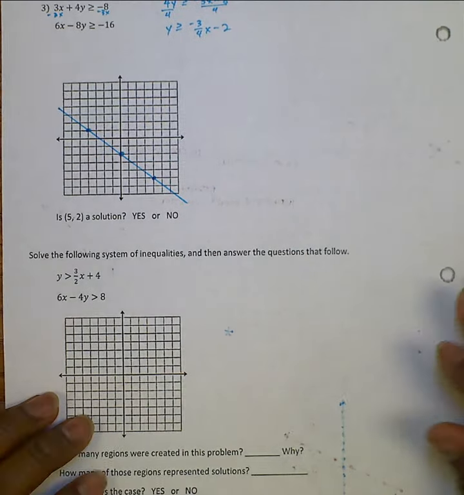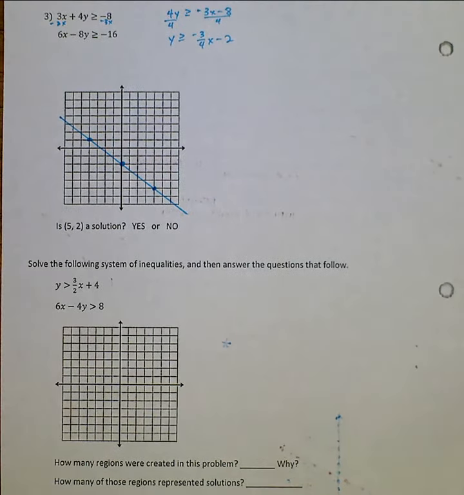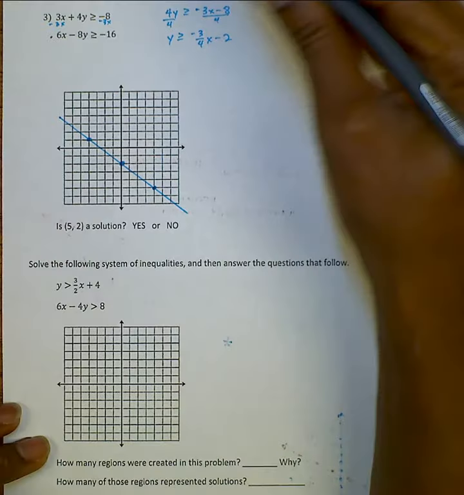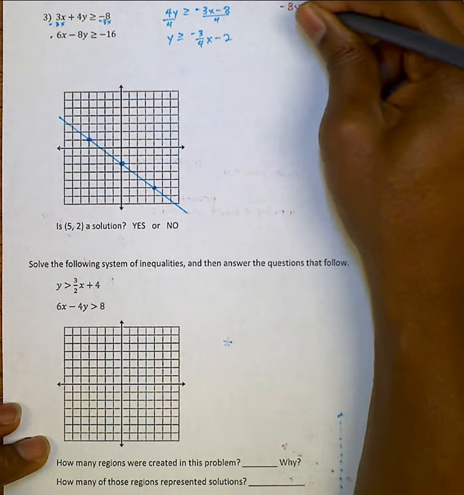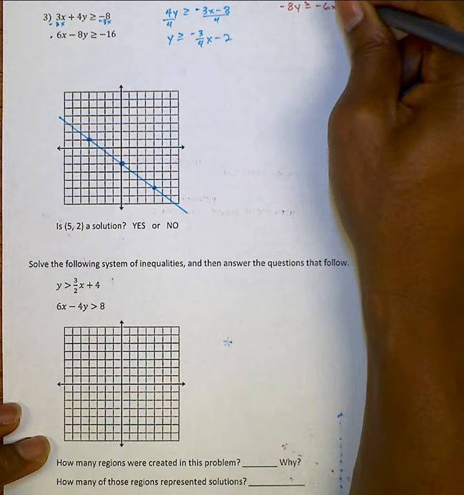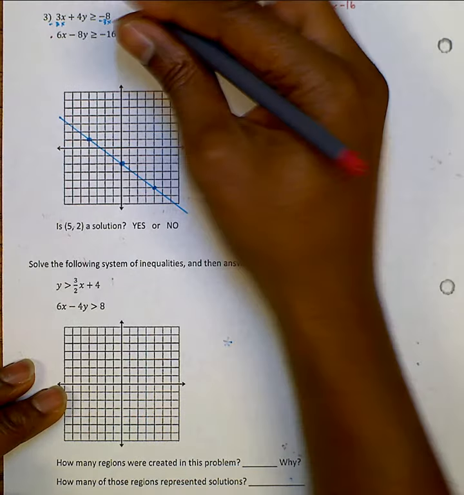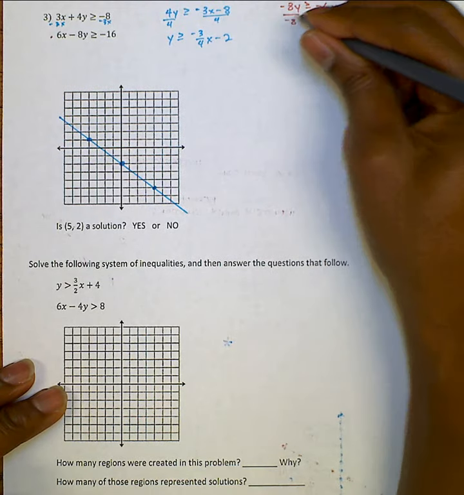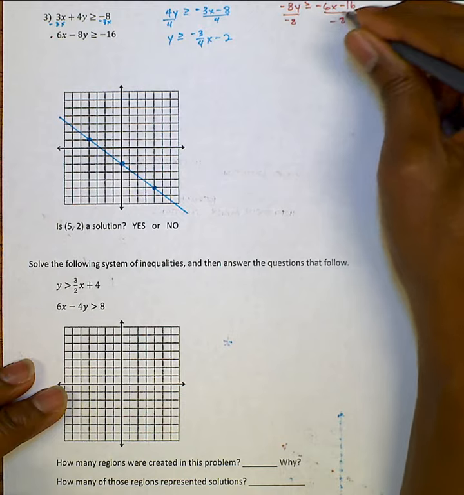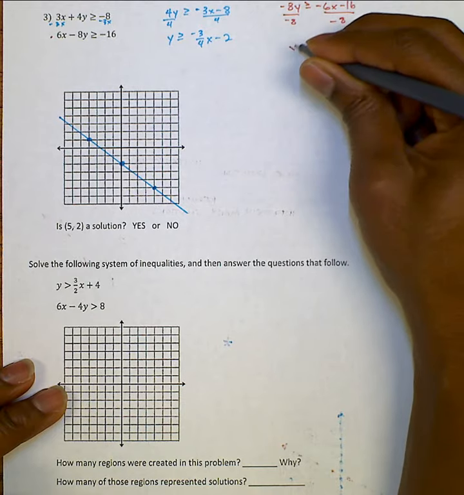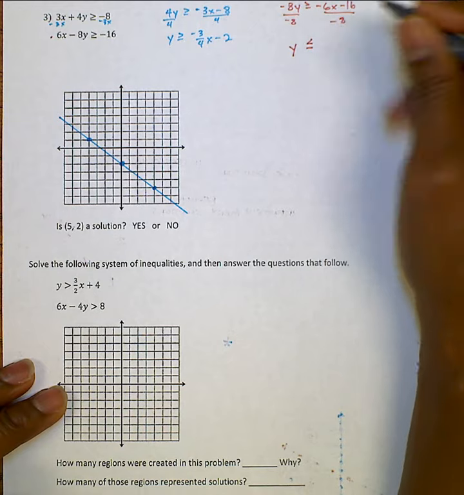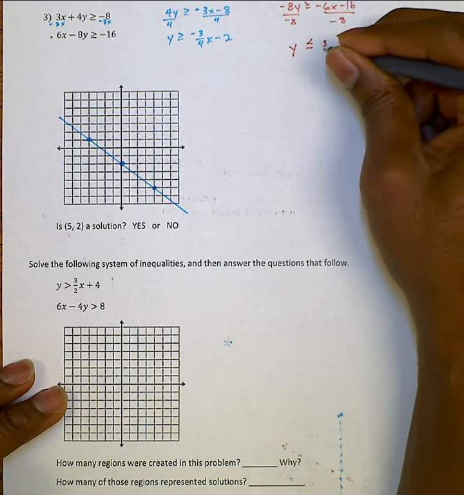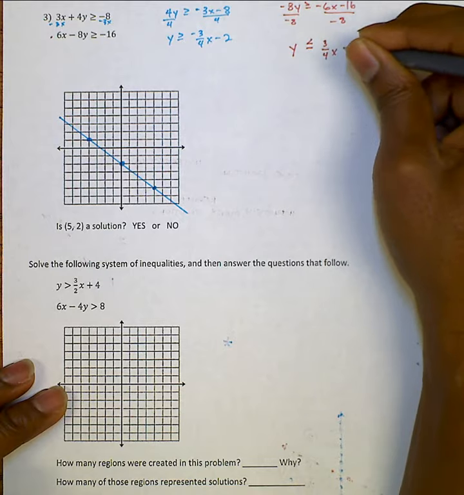All right, we have to do the same thing with our next line. Put it into slope-intercept form. I'm going to use red here. So again, getting y by itself, I have negative 8y is greater than or equal to negative 6x minus 16. Then I'll divide by negative 8 on both sides. Remember, in an inequality, because we divided by a negative number, our signs will flip. So negative divided by negative is positive. That'll simplify to 3/4 x plus 2.